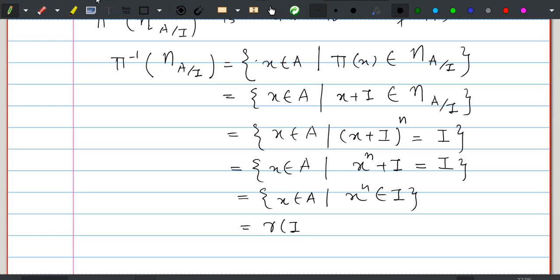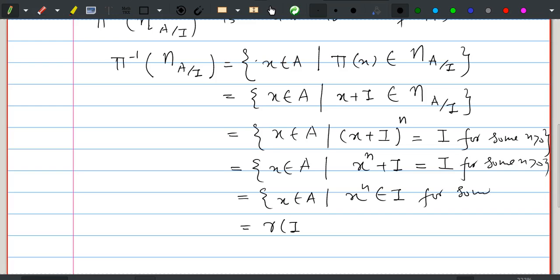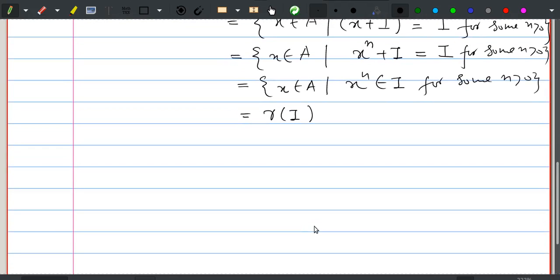So let us write this down here. So this is for some n greater than 0. This is again true for some n positive. So this is actually the radical of I by definition. So that means this radical is actually the ideal of A. So this is one way to prove it.